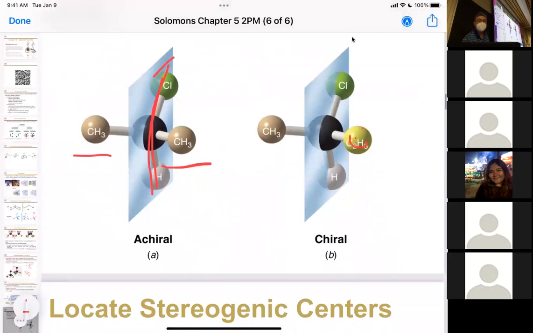So now we have an ethyl on this side, a methyl on this side, and then these are all in the plane. So this is a chiral molecule. We have a plane, but we do not have a plane of symmetry. We have a plane there, but we have different things on both sides of that plane. Therefore, we do not have symmetry. Therefore, we have an asymmetric center, or a stereo center.